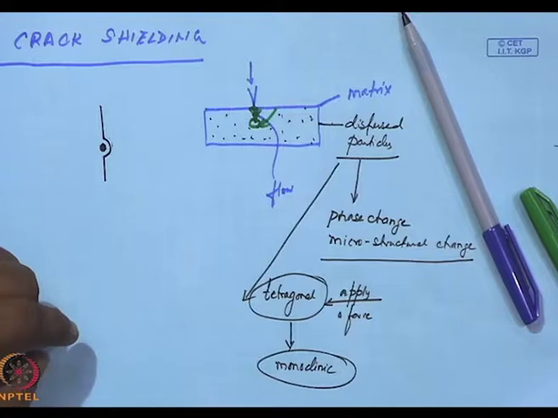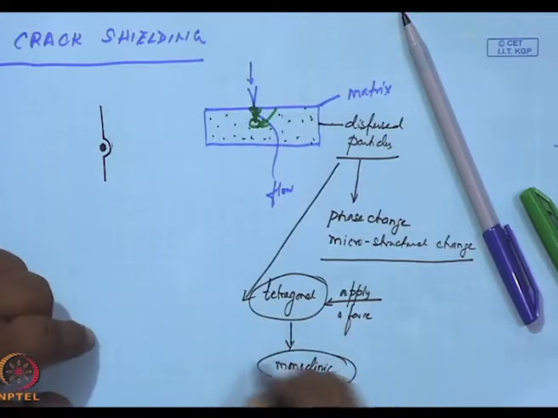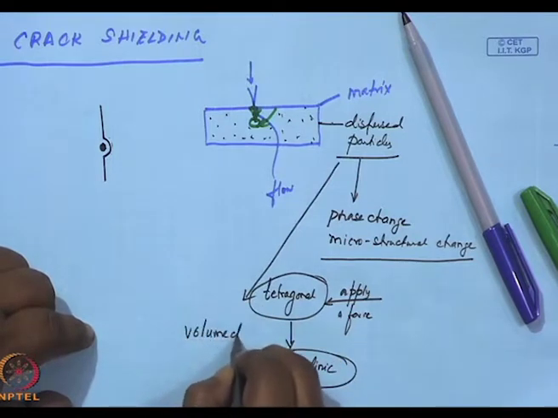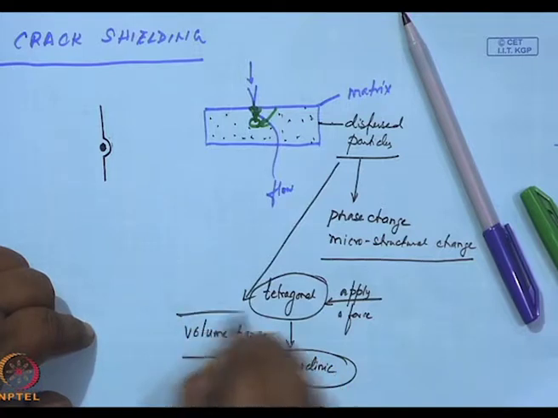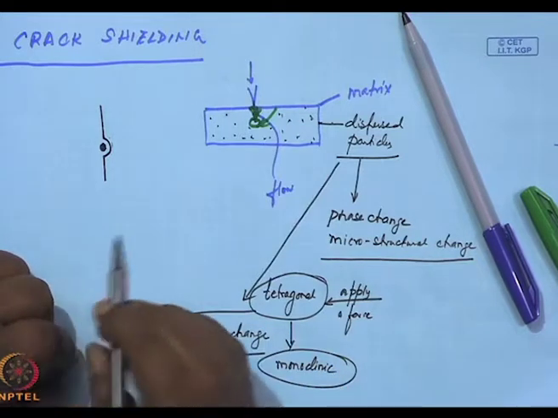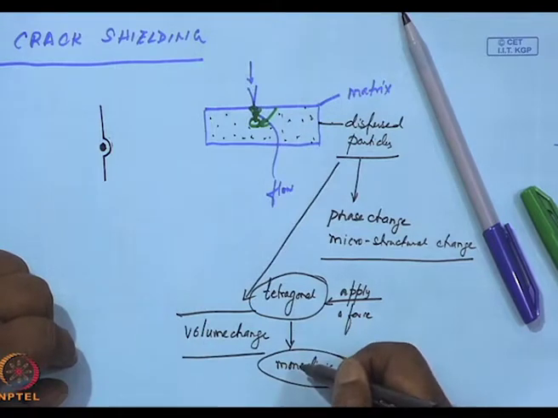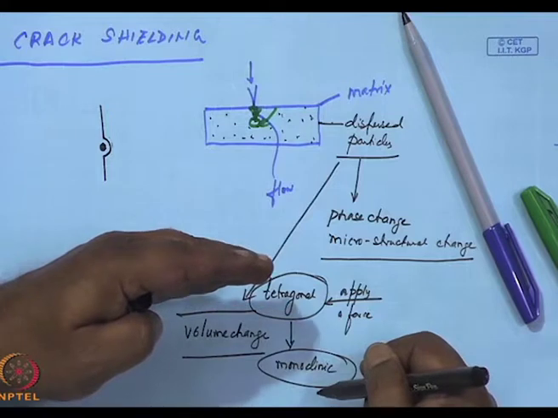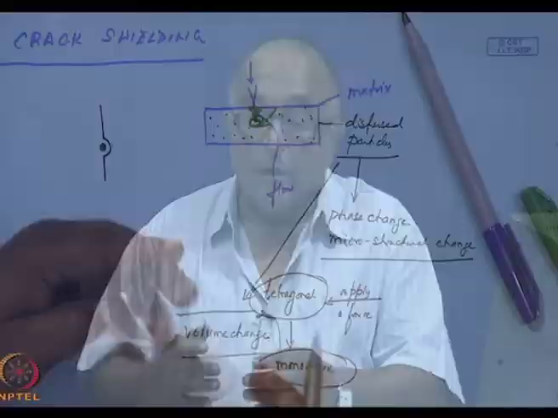Also, what happens is, if during this there is a volume change, then going from tetragonal to monoclinic, obviously this volume change would resist the transformation from tetragonal to monoclinic and again cause impediment to propagation of the crack. But if there is a volume change, what can happen?